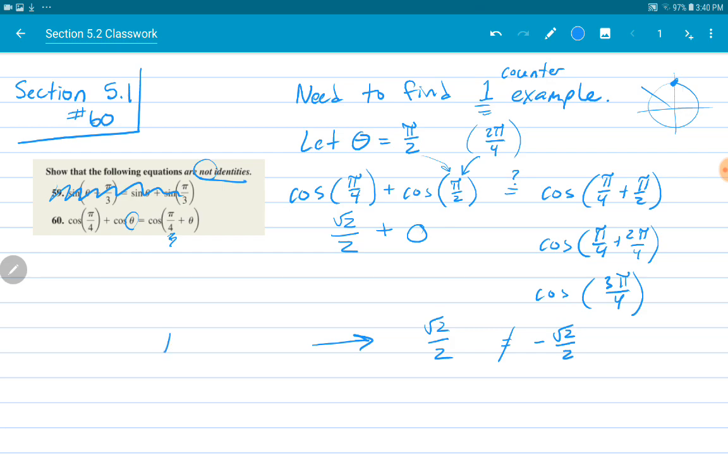That shows that this is not an identity because of the one counterexample that we found of theta equal to pi over 2. There could be other counterexamples, so this is certainly not the only way to prove it. This is just the one that I chose. Again, you only have to find one, so there are a lot of different ways to do it.